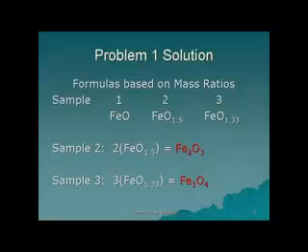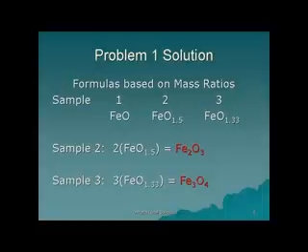In order to get 1.5 to a whole number, we're going to multiply it by 2. And when you multiply the subscripts in these chemical formulas, you have to multiply both of them. Now, iron doesn't have a subscript written because its subscript is 1. And in chemistry, we don't write subscripts of 1. But you still have to multiply that subscript of 1 by 2. When we do that, we get Fe2O3 as the formula for sample 2.